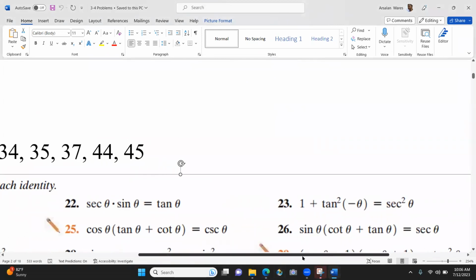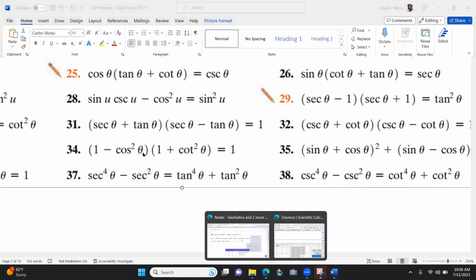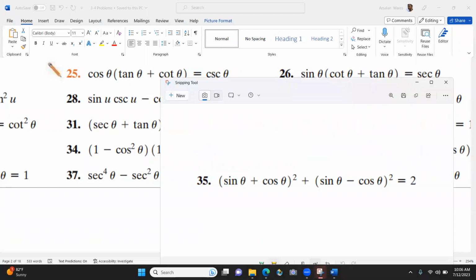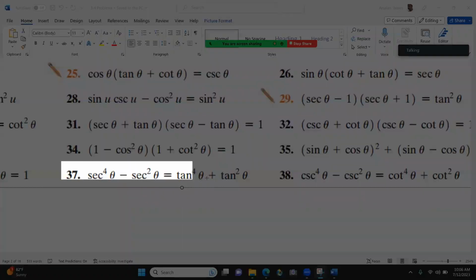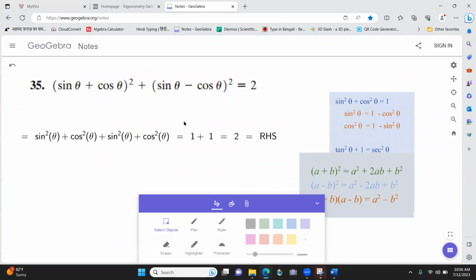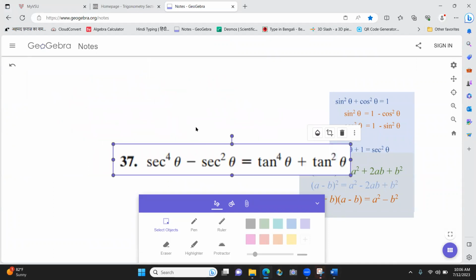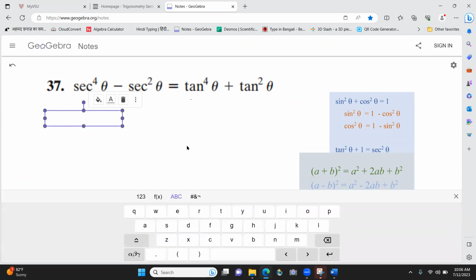We're making some progress. 37. We have like 3 more problems. I'll do them all, okay? 37. Let's try 37. All right, so this one, okay. We don't see to the power 4 a lot, but the good news is you can, for this one, guys, you have to do the left-hand side and the right-hand side. Well, we'll see. I'm going to start with the left-hand side, guys, okay?